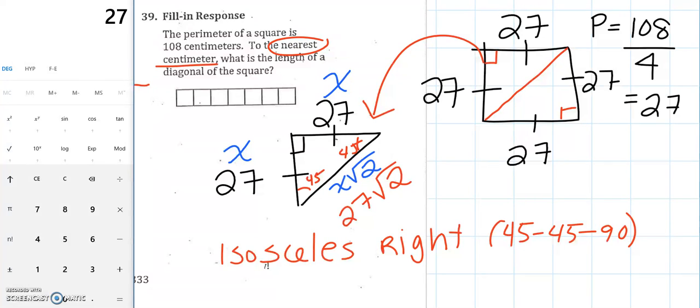Now the question says what's the length of the diagonal to the nearest centimeter. So I want a whole number. I don't want a simplified radical. I don't want a decimal. So I'm going to put this into the calculator. I'm going to do square root of 2, which is approximately 1.4 and so on, times 27, and I get that number, 38.18. So I'm going to round this to the nearest whole number, so I'm going to round down to 38. So my answer here for the diagonal, 38 centimeters. Okay, next question.